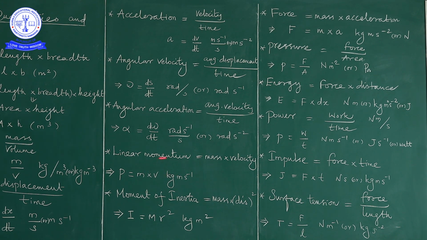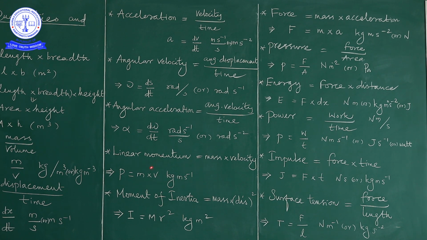And next is linear momentum. This one also we have heard many times. Simply we can call it momentum. Momentum is nothing but mass into velocity. Linear momentum is denoted by the letter P, mass by m, and velocity by v. So simply P is equal to mv.